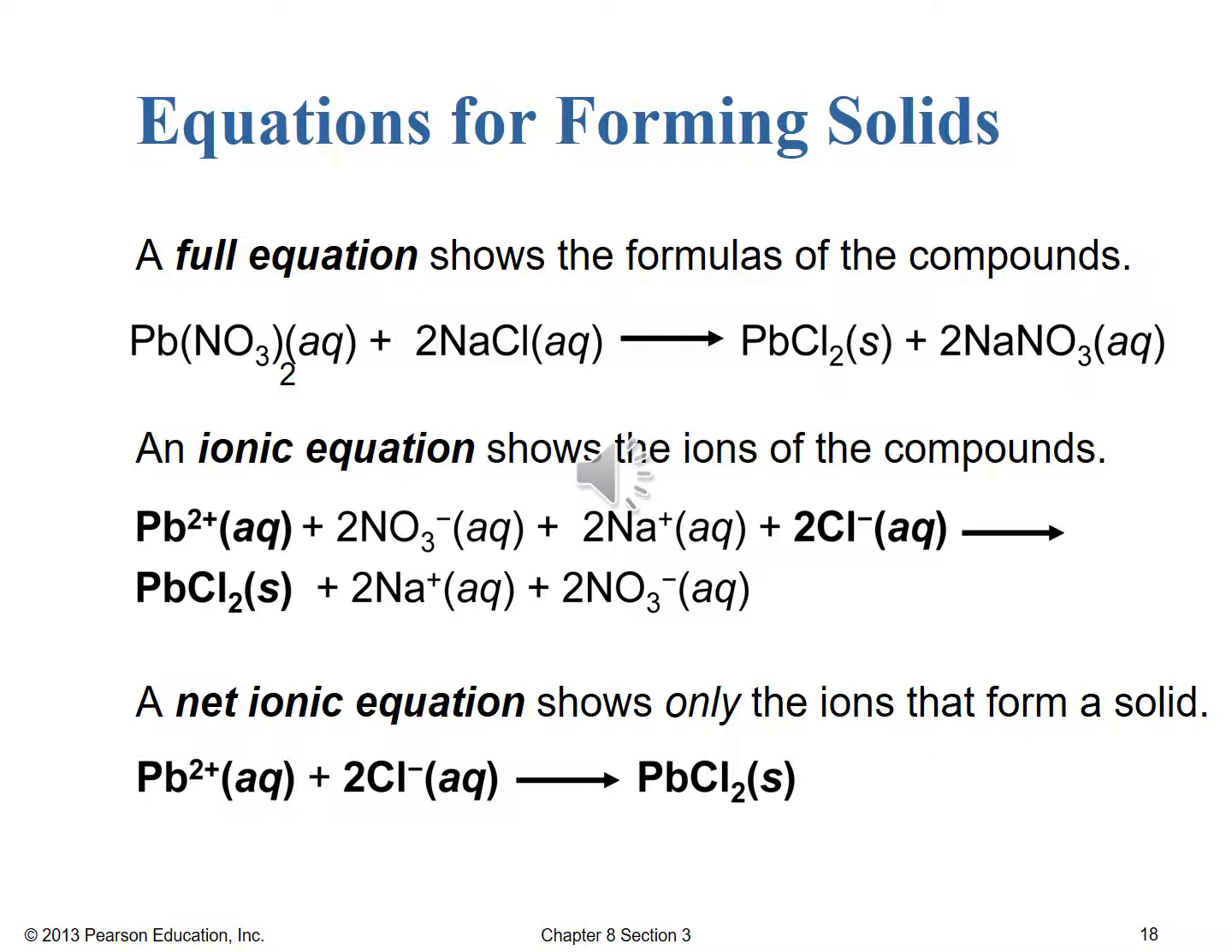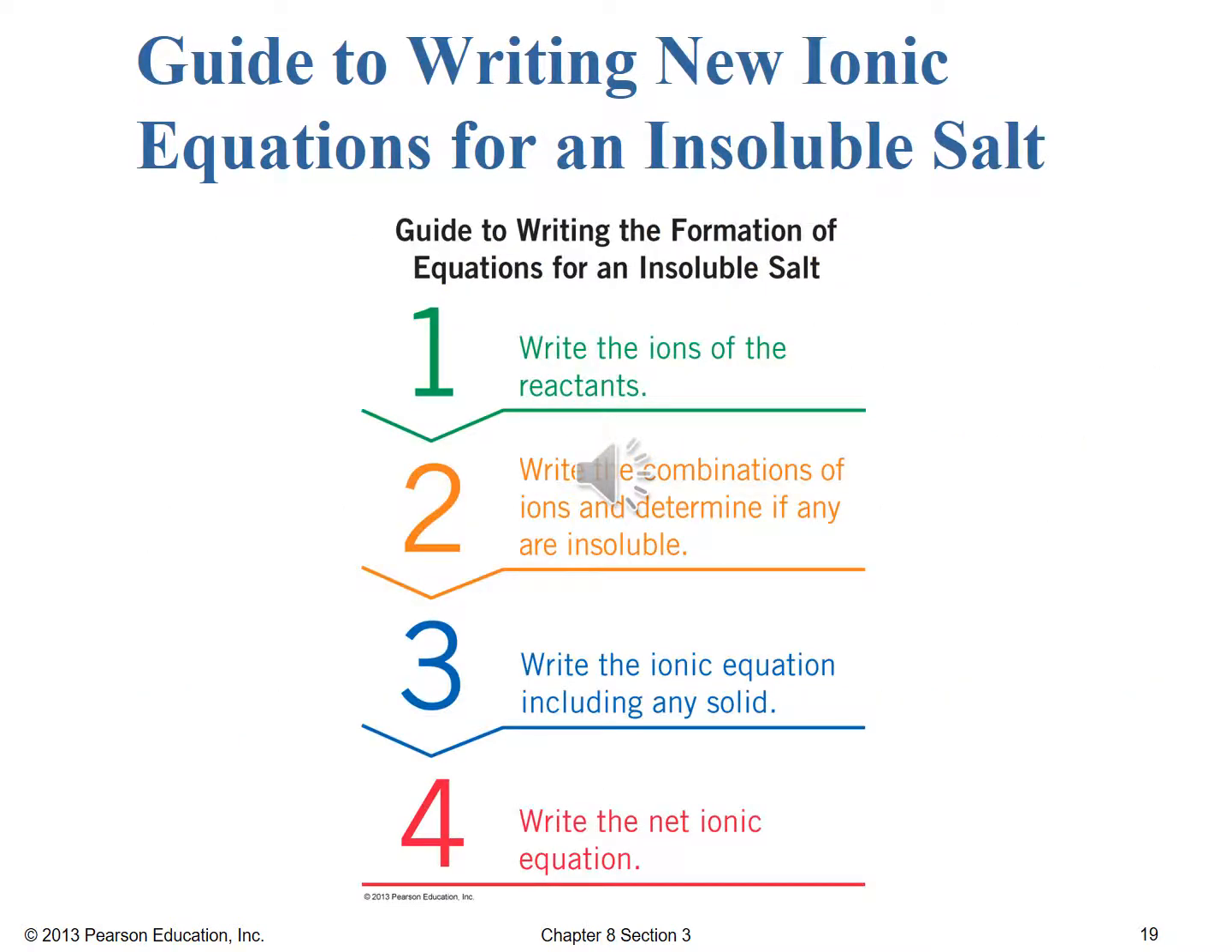Okay, so the net ionic equation is usually what we're after, although it's important that you be able to write each type of equation that we have for solid forming reactions. So we worked it together, but now let's just make it a little more explicit. If we want to write the formation of equations where we have an insoluble salt form, a precipitation reaction, we have a few steps there.